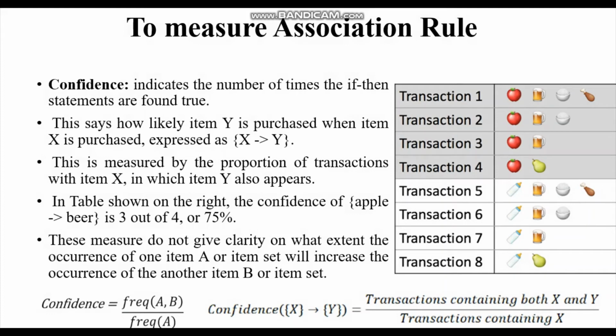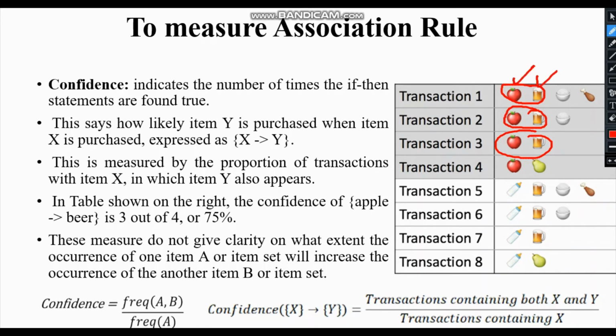Coming to the next measurement, which is called confidence. Confidence indicates the number of times the if-then statements are found true. To understand this in a simple way, this confidence measure says how likely an item Y is purchased when an item X is purchased, which is expressed as X leads to Y. For example, you can see this table of transactions over here. You can see how many times apple and beer are purchased together when apple is also purchased.